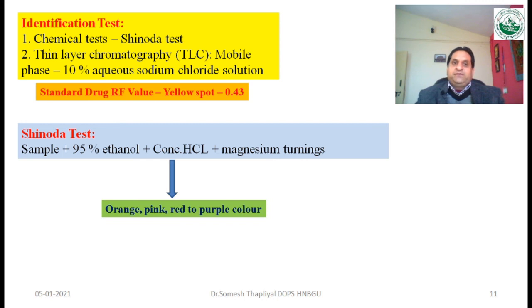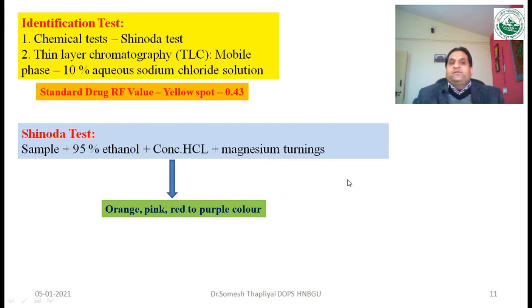Whatever phytoconstituents we are obtaining, we can confirm by the following tests, like the Shinoda test. In the Shinoda test, we take the required quantity of the sample, to which we add 95% ethanol, concentrated sulfuric acid and magnesium turnings. Due to which orange, red, pink to purple color may be obtained.